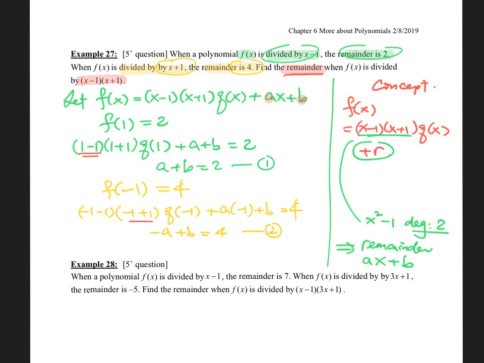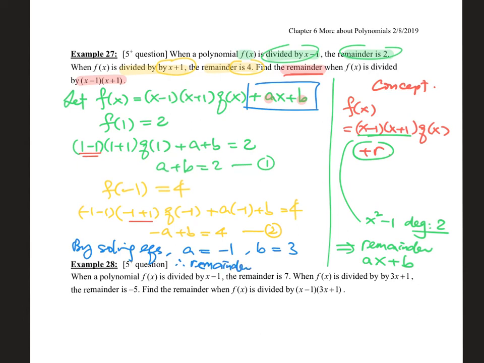And finally, by solving the equations, you get a is minus 1 and b is 3. Okay, let me double check it. Yes, correct. And as a result, ax plus b is the format of the remainder. Putting back into the framework, the remainder now I know is minus x plus 3. It's hard, right? But hopefully this example shows you how to apply the division algorithm, and why we can say the remainder is in terms of ax plus b: because it is degree 1.